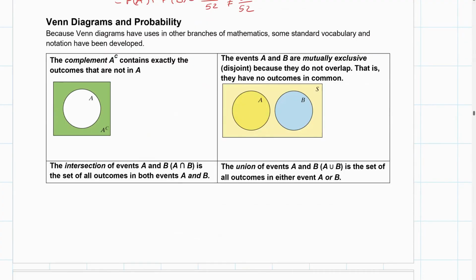If you want to look at Venn diagrams and think that makes more sense, please note that the complement of a set, here, if this is A, everything that's not inside that circle is not A, or A complement. Two events are mutually exclusive if there's no overlap, like there is there, no overlap.